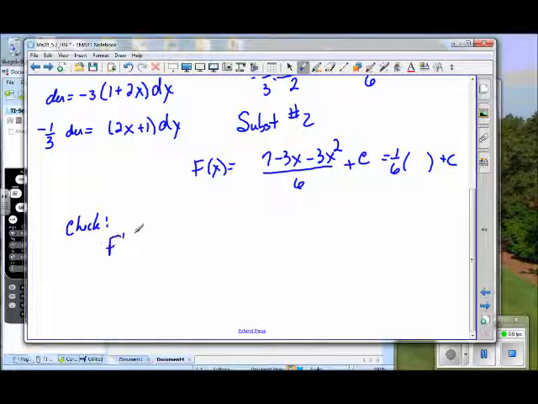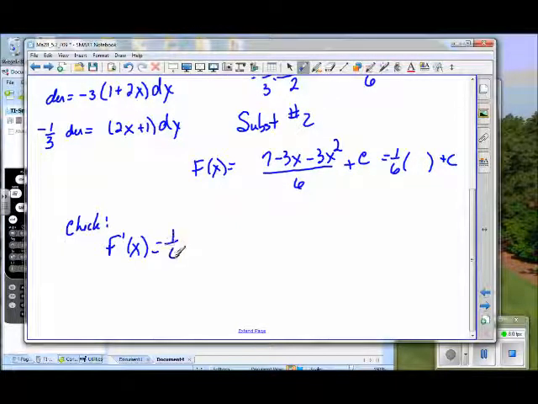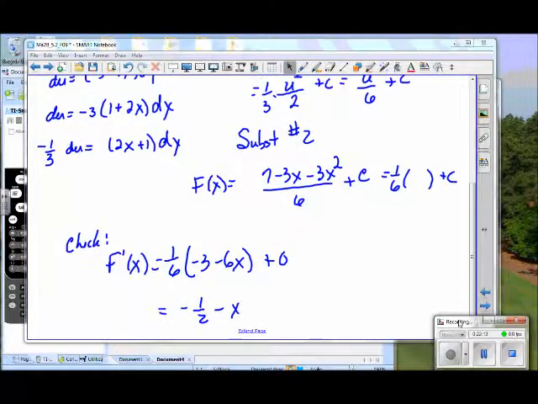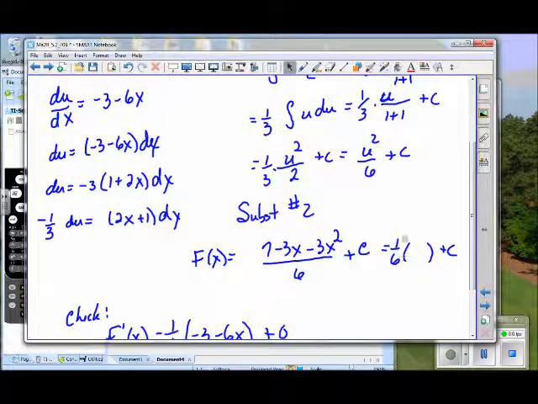So if we look at the derivative of f of x, we would have 1/6 times, and this would be the derivative of negative 3x, which is negative 3, and the derivative of negative 3x squared is negative 6x, plus 0. So we would end up with, this could be negative 1/2 minus x. Okay, obviously we're not getting the right answer, and I've been just checking here. Some of you might have caught it before.